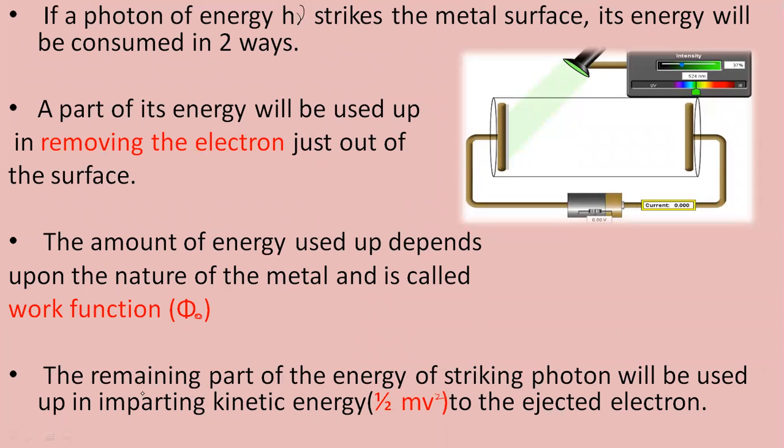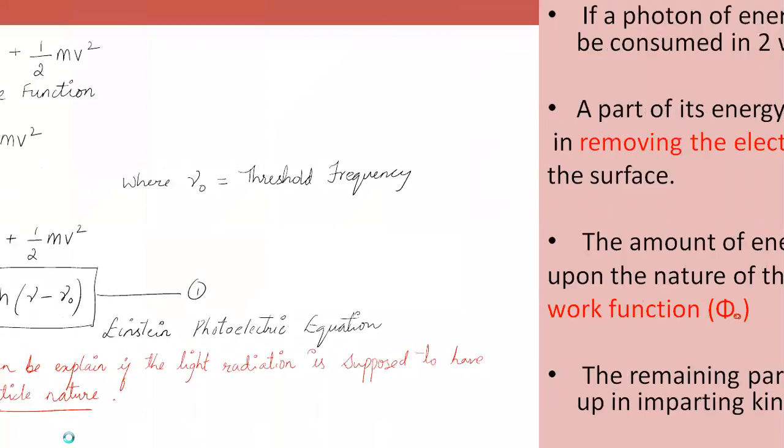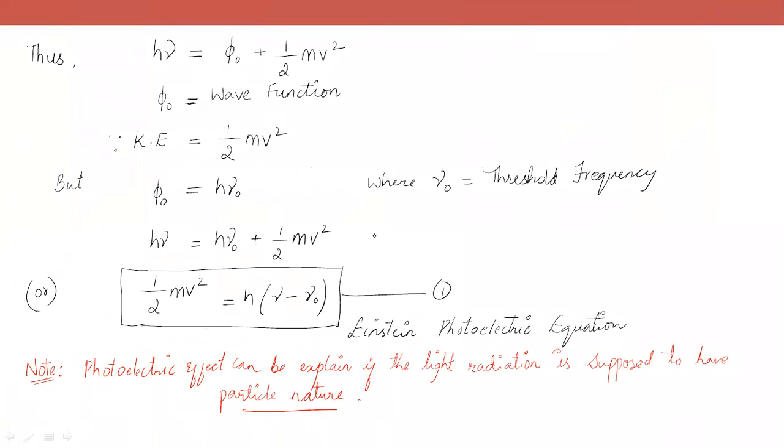Now, based on these two types of consumption of energy, we will do one small derivation. As we know, the energy equation is E is equal to h nu, right? And we have just seen that energy can be consumed in two ways. In the first way, the energy required to remove the electron is called the work function, which is represented with phi naught. And here this is a work function, not a wave function. This is called the work function.